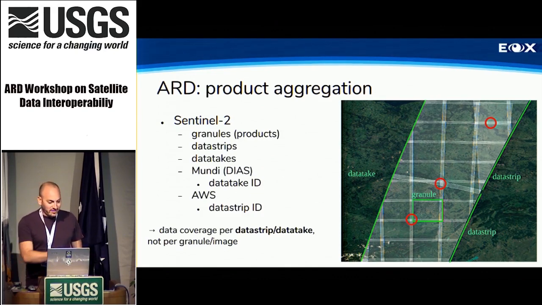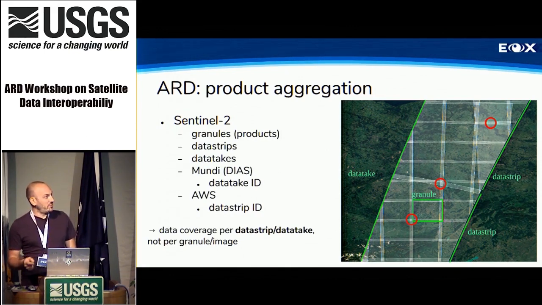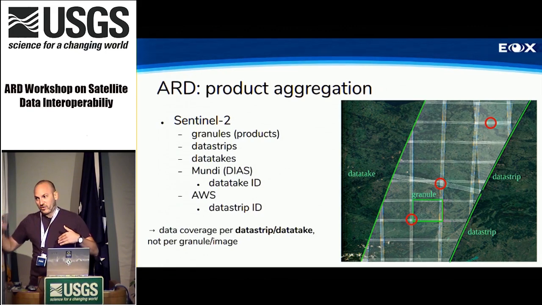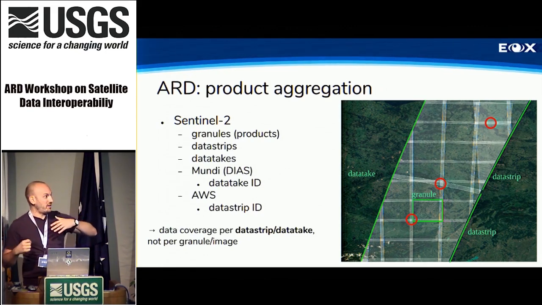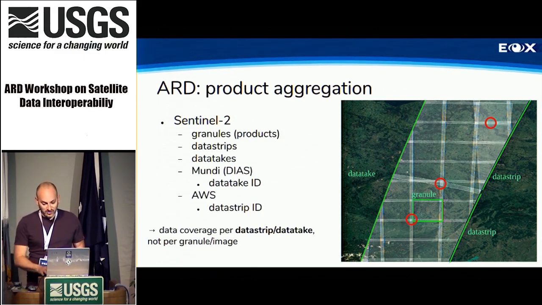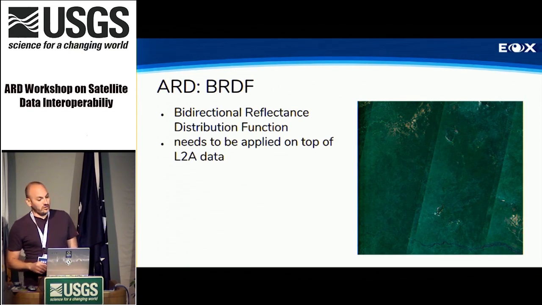And interestingly enough, there's a difference between Mundi, the DIASes, and AWS, because AWS stores the data strip IDs, and Mundi stores the data takes. The difference being that a data take is split up into data strips at that point where a different ground station receives the data from the data take. So I just wanted to put this into the room that if we talk about ARD, at some point we might want to abstract these kinds of internal tiling schemes of satellite products from the user.